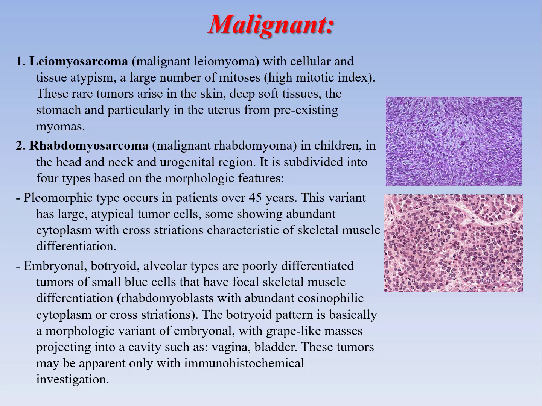skeletal muscle cells. Embryonal, botryoid, and alveolar types are poorly differentiated small blue cell tumors that have a focal skeletal muscle differentiation, rhabdomyoblasts with abundant eosinophilic cytoplasm or cross striation. The botryoid pattern is basically a morphological variant of the embryonal, with grape-like masses projecting into cavities such as the vagina and bladder. This tumor may be apparent only with immunohistochemical investigation.